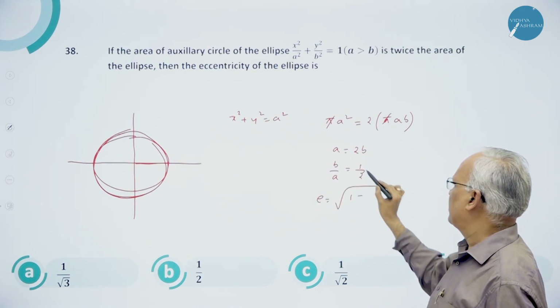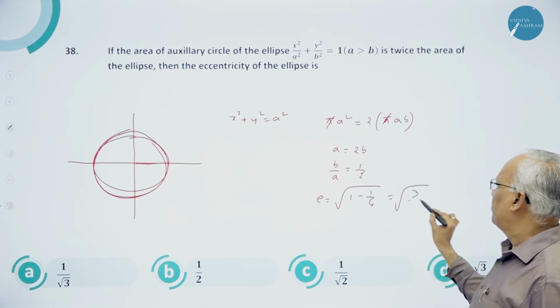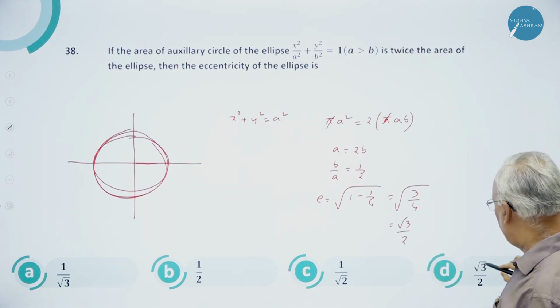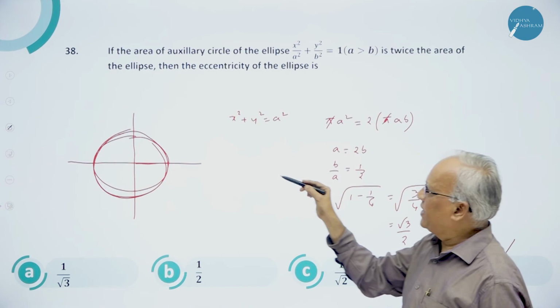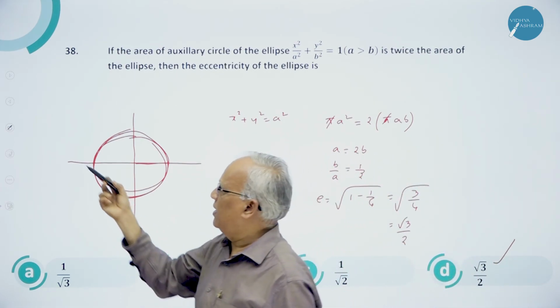Eccentricity is square root of 1 minus b squared by a squared, that is 1 by 4. It is square root of 3 by 4, which is root 3 by 2. Root 3 by 2 is the answer. So, simple idea, but the auxiliary circle is not in the syllabus, they say.